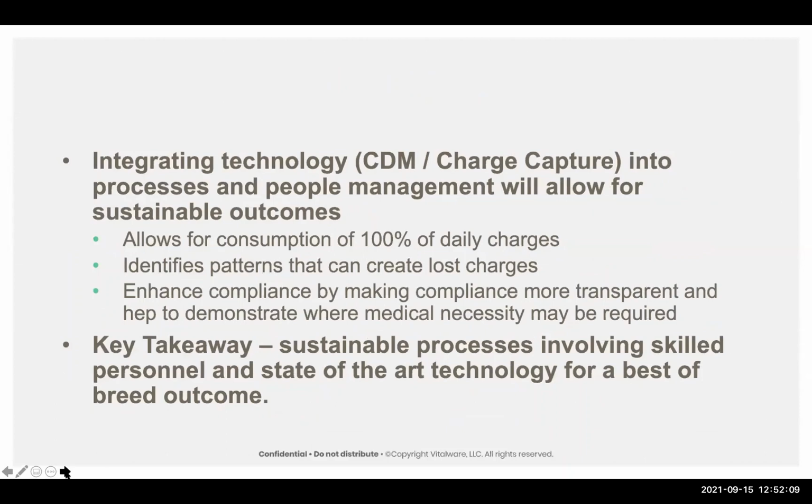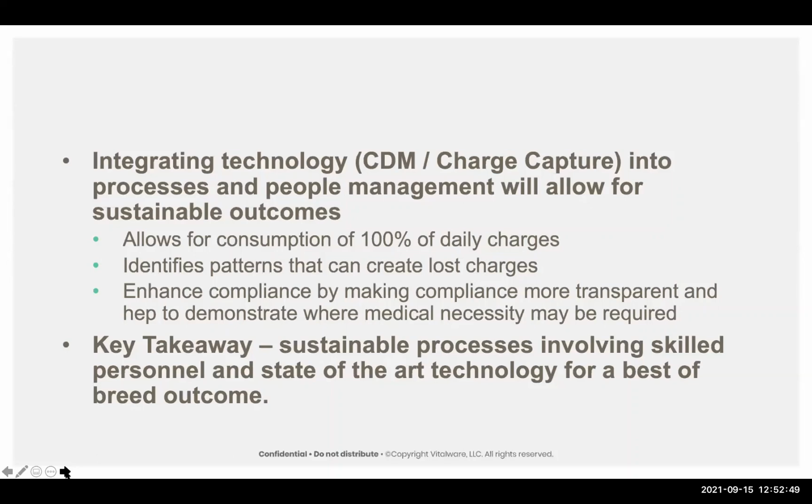Integrating CDM and charge capture process and people management allow for sustainable outcomes, meaning that when that person comes in adequately trained in the morning or at night, they consume 100% of the daily charges. It identifies patterns that they can bring to upper management to start to correct. It enhances compliance by making compliance more transparent. So if you are failing to get the medical necessity diagnosis code from an LCD repeatedly over and over and over again, that's something you can detect in your compliance actual charges.